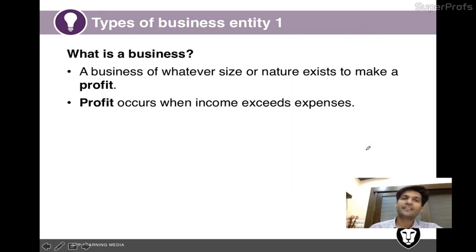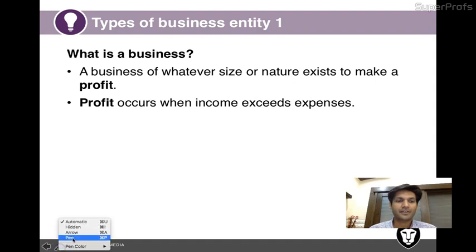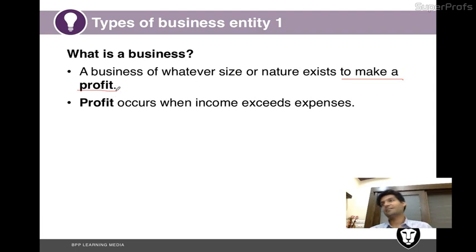Now, what is a business? As the name says, a business is nothing but something which exists to make a profit. So Reliance is a business, Infosys is a business, Apple is a business. Any company which exists in any market in the world is normally there to make profit, and that is known as a business.